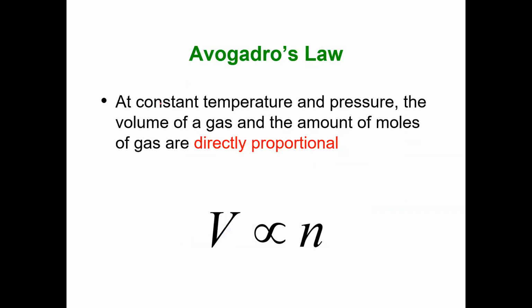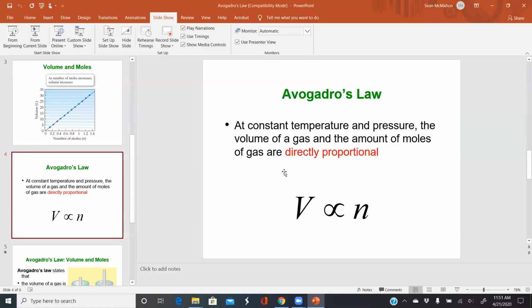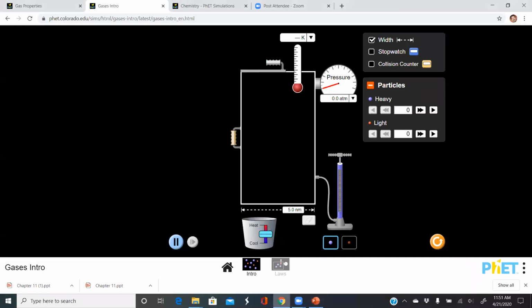What does that mean? That volume and moles, the number of particles, are directly proportional if I have constant temperature and pressure. So if the number of moles goes up, so does the volume. Again, you can use that simulation, that PhET simulation that we've been working with so far, and we can see this in this example right here.